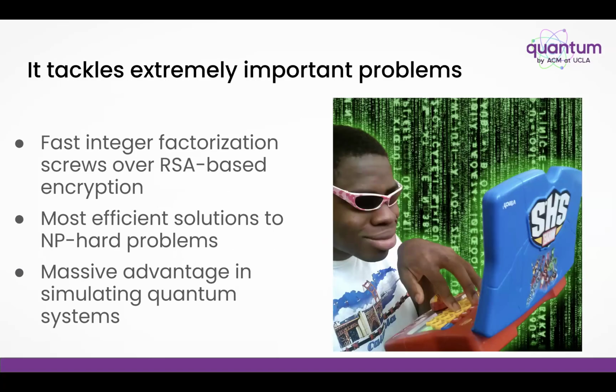Thirdly, I believe quantum computing tackles some extremely important problems, right? As we mentioned earlier, fast integer factorization screws over RSA-based encryption, right? That's a pretty big deal because we have so much data, our private information all over the internet.